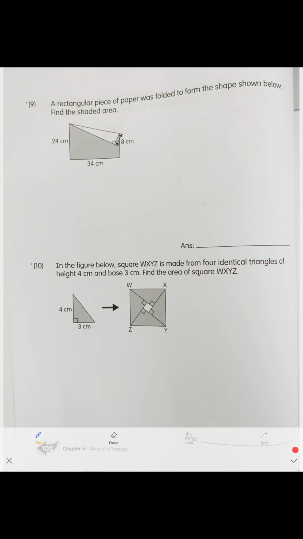Okay, interesting problem. A rectangular piece of paper was folded to form the shape shown below. Find the shaded area. Okay. All right. So the rectangular piece was initially like, if you draw it like this, well, I'm not gonna make it pretty. I'll try, but okay. So, anyways, right? So what do you see?